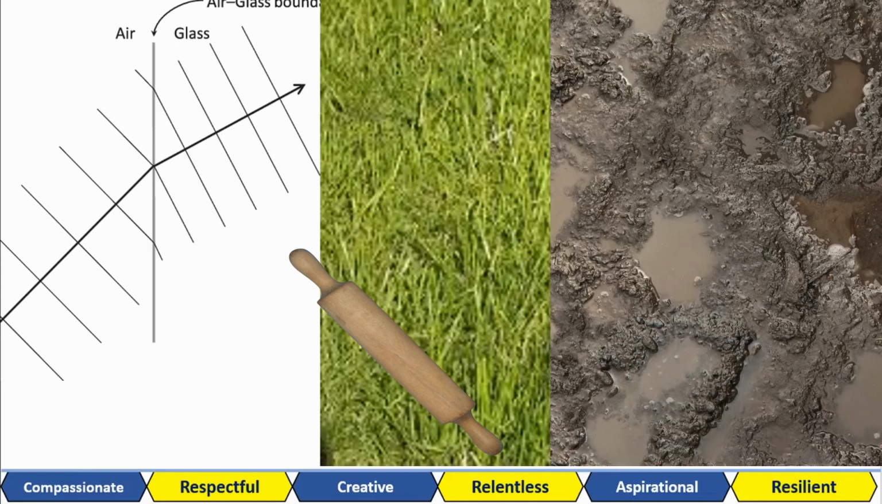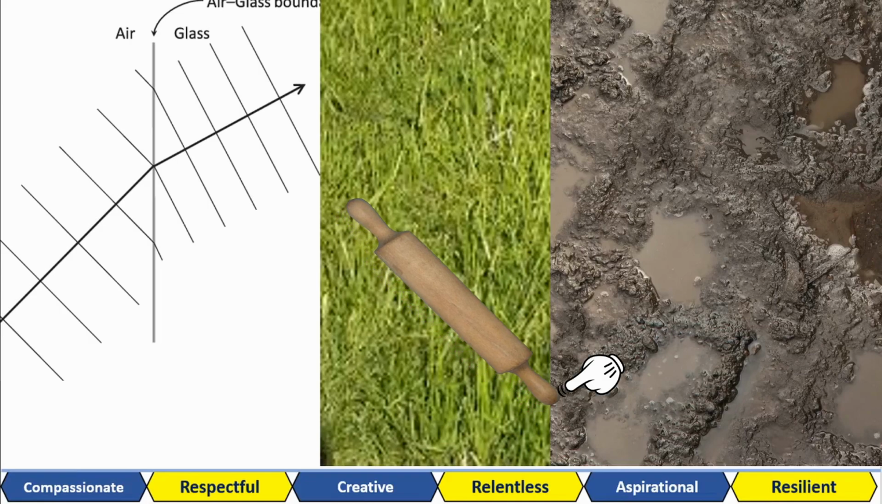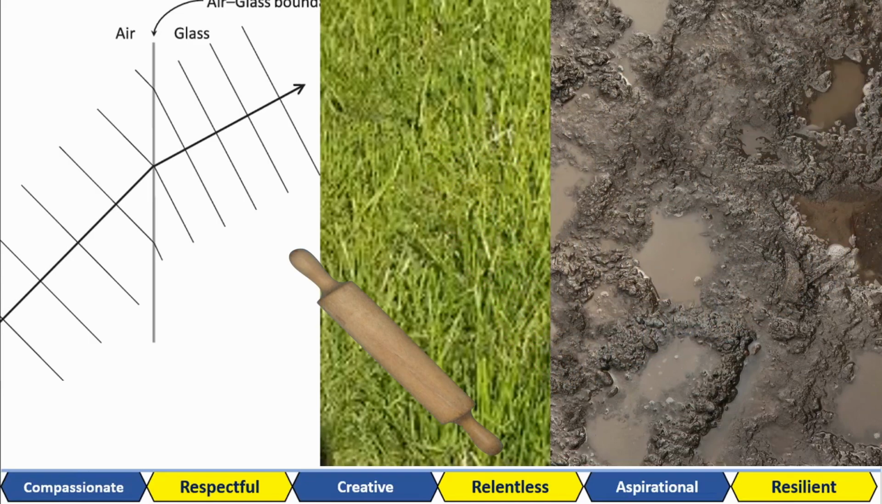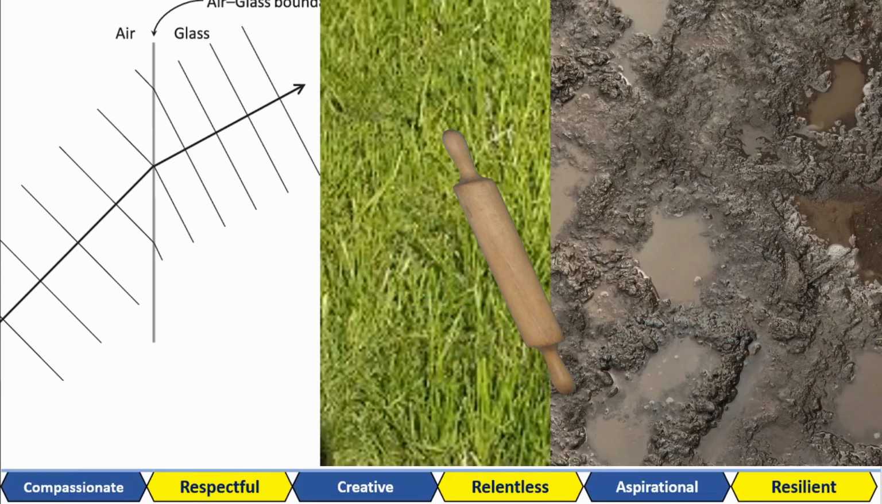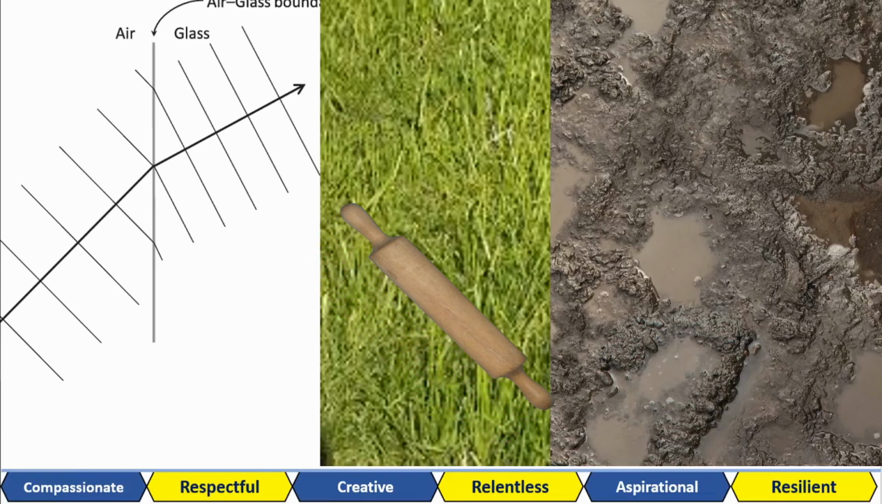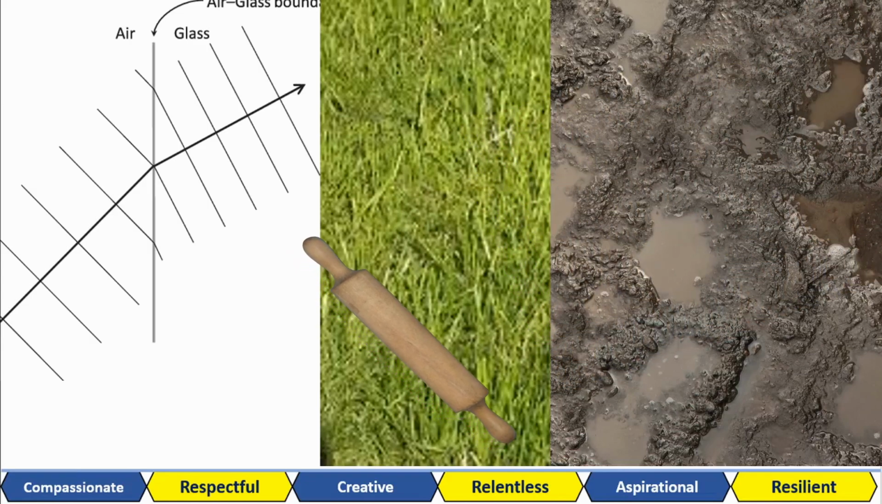When it goes at an angle, the part of the rolling pin that hits the mud slows down. This corresponds to the part of the wavefront that's hitting the glass. As the part of the rolling pin on the grass is still moving at its normal speed, the whole of the rolling pin will start to turn towards the new medium, which is the mud in our example. This is what's happening with the wavefront in the air. They are moving at the normal speed in the air, but they start to turn towards the glass because some of the wavefront is hitting the boundary, which is the glass.